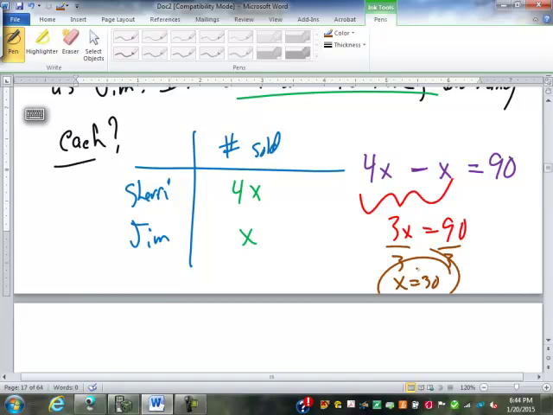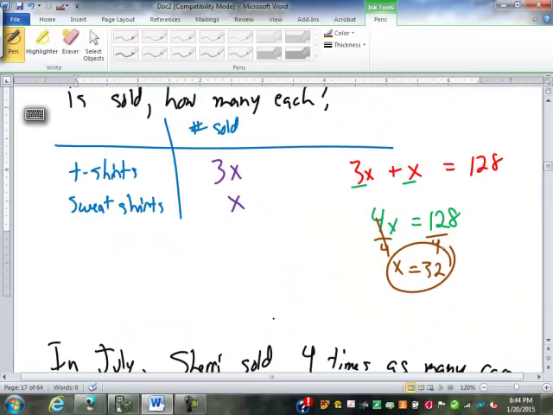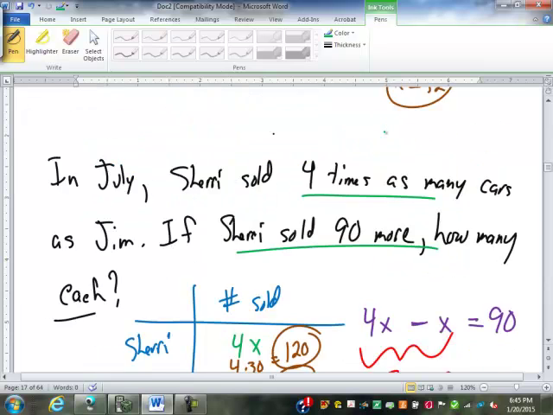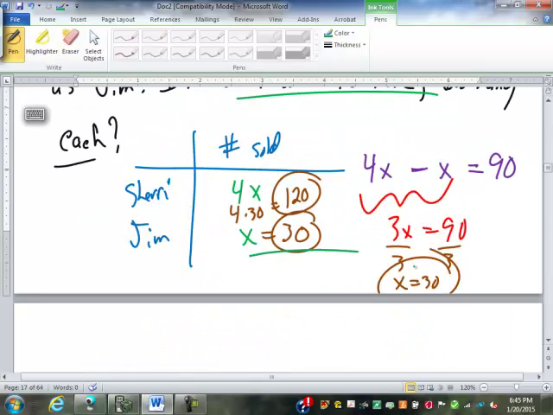Now I stopped here on the last problem. Technically we weren't done yet. What's X represent? Jim. Jim sold 30 units. But to finish the problem, we still need to know how many Sherry sold. Sherry was 4 times X, so 4 times 30, which will be 120. So Sherry sold 120. Up here we should have done the same thing. X is 32, so there's 32 sweatshirts. 3 times 32 would be 96 t-shirts. Of course, you can double check that does add up to 128 units. And here that does subtract to be a difference of 90.